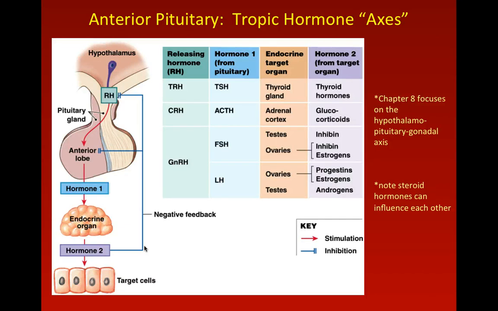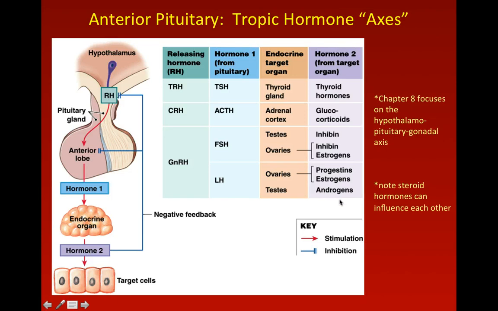Now in this unit, we focus on what's known as the HPG axis, the hypothalamo-pituitary gonadal axis, and that involves the gonadotropins that we talked about that get released from the anterior pituitary. So what triggers their release is a releasing hormone from the hypothalamus called gonadotropin releasing hormone. It couldn't be more descriptive. It triggers the release of the gonadotropins from the pituitary. The gonadotropins are FSH and LH. They circulate to the gonads, the testes and ovaries, and trigger the release of other hormones like estrogens, progesterone, testosterone.